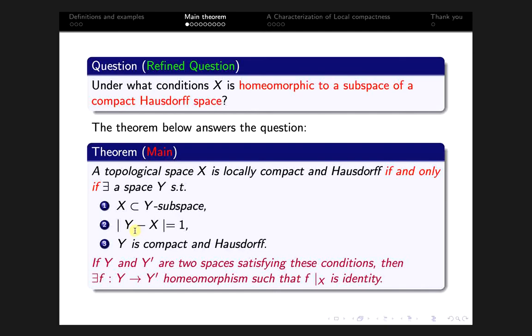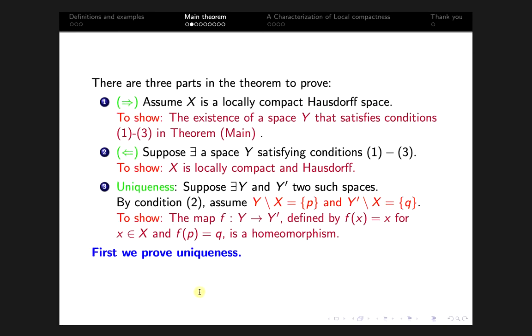This is a theorem which answers the question. It says that a topological space X is locally compact and Hausdorff if and only if there exists a space Y such that X is a subspace of Y, the complement of X in Y is a single element, and Y is compact and Hausdorff. Furthermore, if Y and Y prime are two spaces satisfying these conditions, then there exists a homeomorphism F from Y to Y prime which is the identity on the subspace X. So this is the uniqueness part. Last time we proved this theorem rigorously.